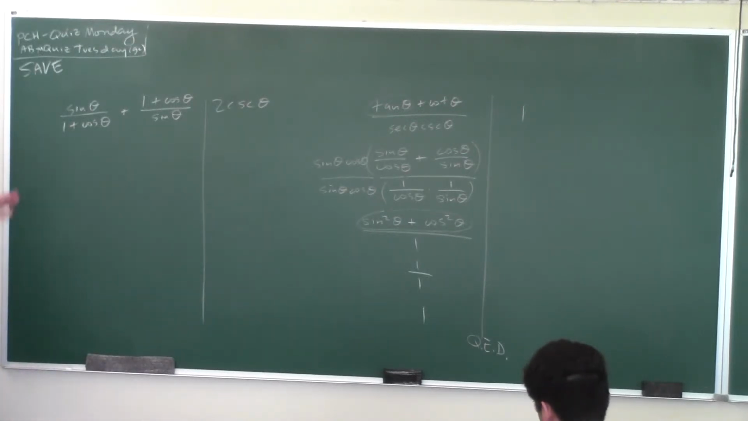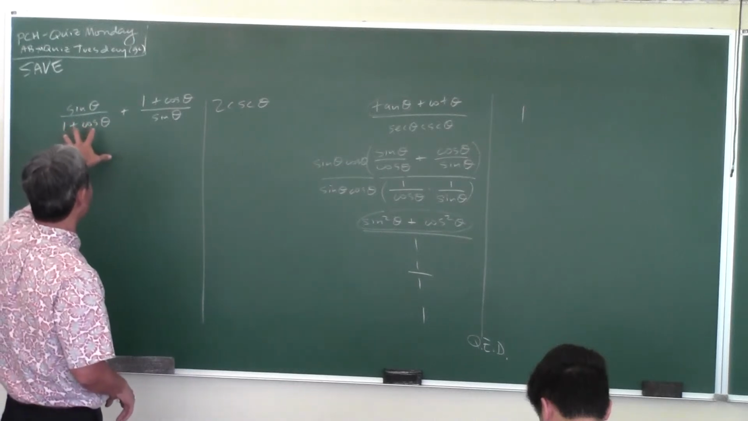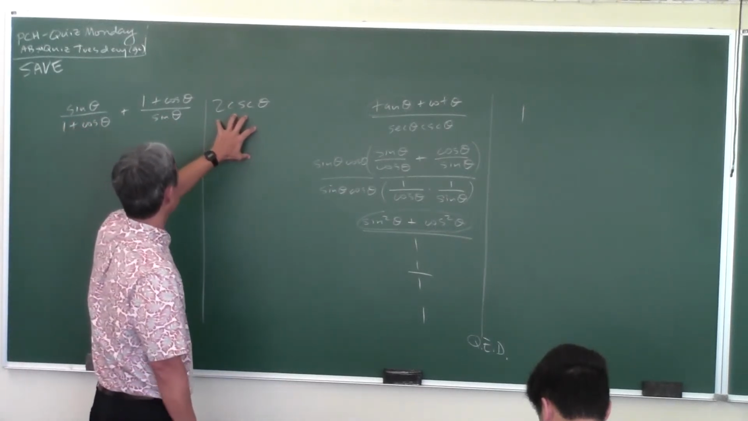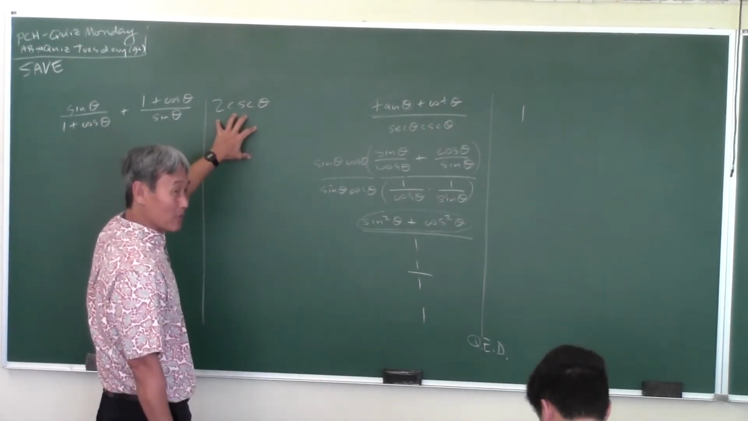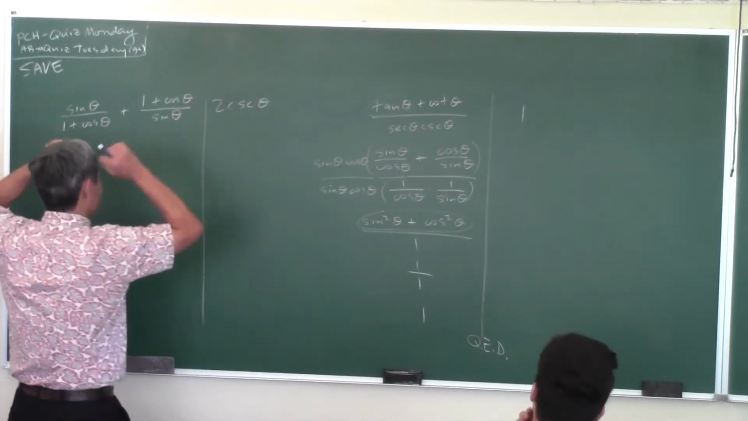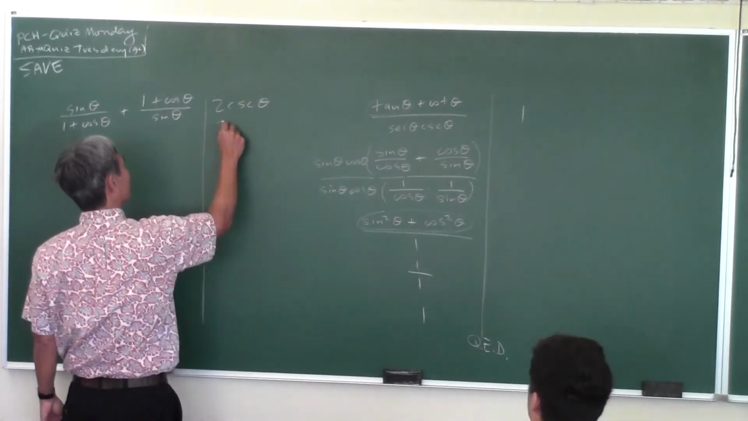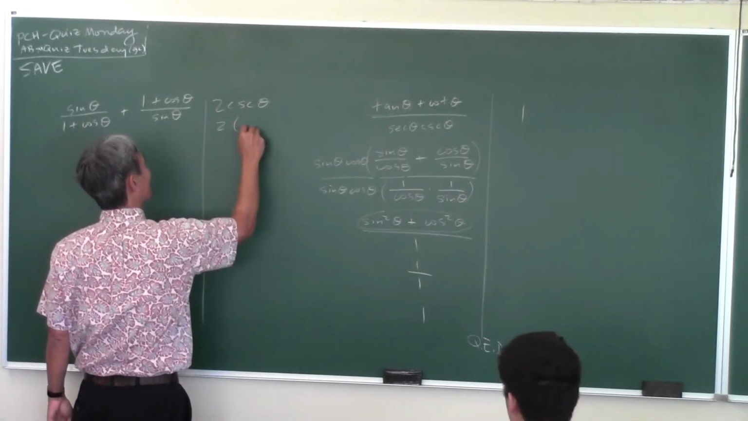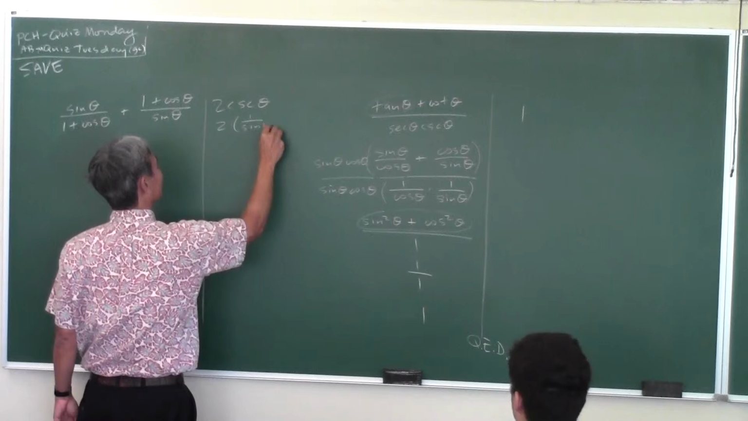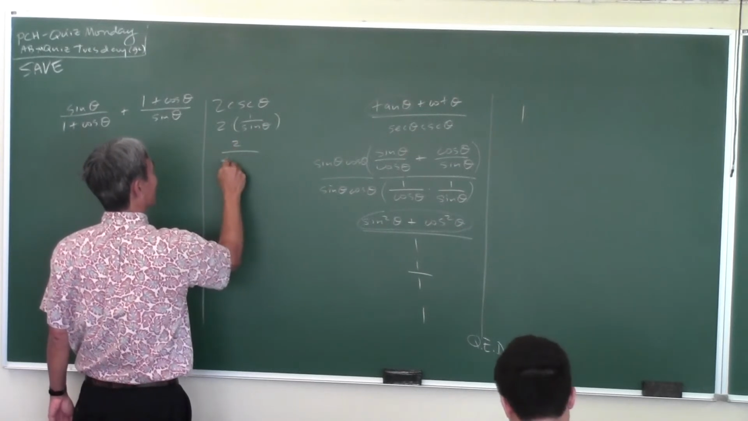Okay, I'm looking at this now. This is all sines and cosines already. So what can I do with this? Change that to sines and cosines as well, okay? Because I don't see any identities sticking out at me at the beginning. So, what is cosecant? 1 over sine. And then of course that's like 2 over sine then, right?